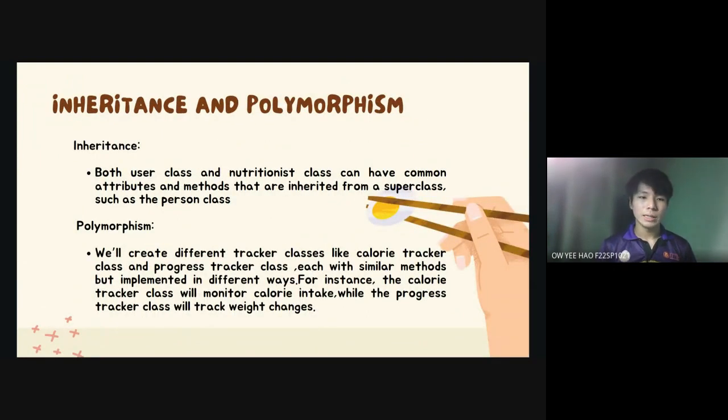The next one is inheritance and polymorphism. Inheritance: both user class and nutritionist class can have common attributes and methods that are inherited from a superclass, such as a person class. Polymorphism: we create different tracker classes like calories tracker and progress tracker class, each with similar methods but implemented in different ways. For instance, the calorie tracker class will monitor calorie intake while the progress tracker class will track weight change.